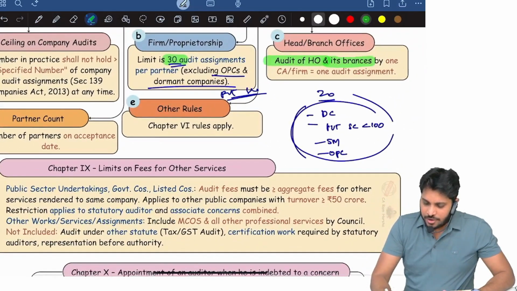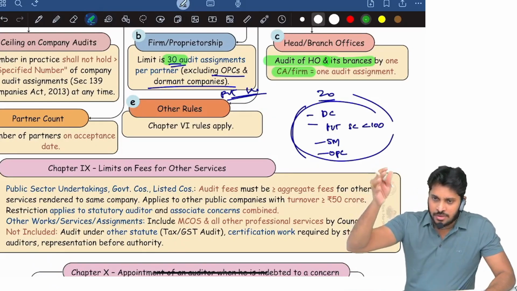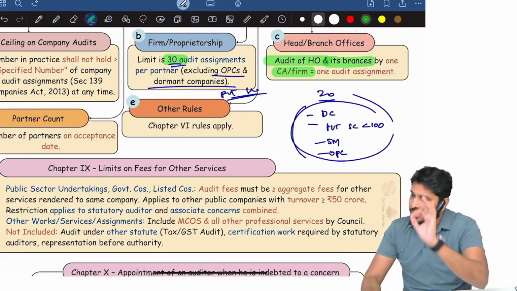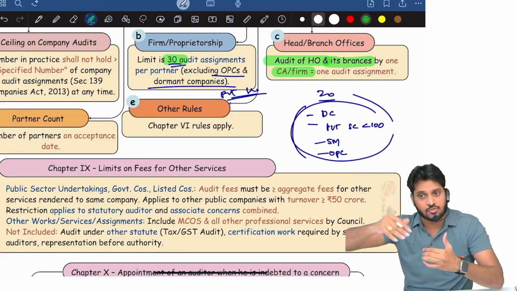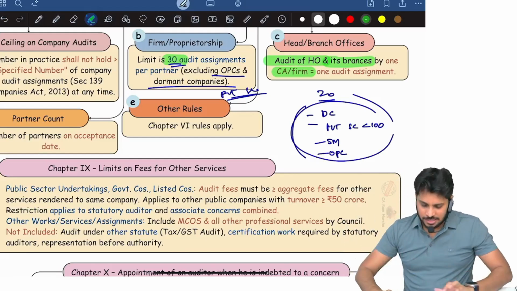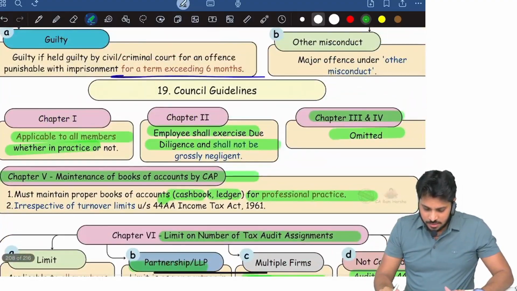Next, audit of head office and branches is treated as one audit client only. So whether you're auditing the entire company or any one branch, it doesn't matter, it is treated as one client only. I already told in income tax, one PAN number is equal to one client. Here also one PAN number is equal to one client. And we have other guidelines.